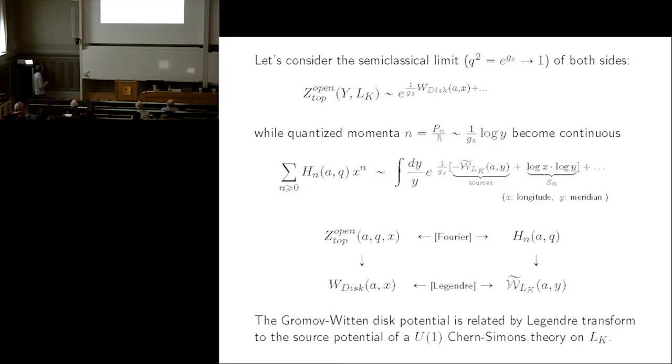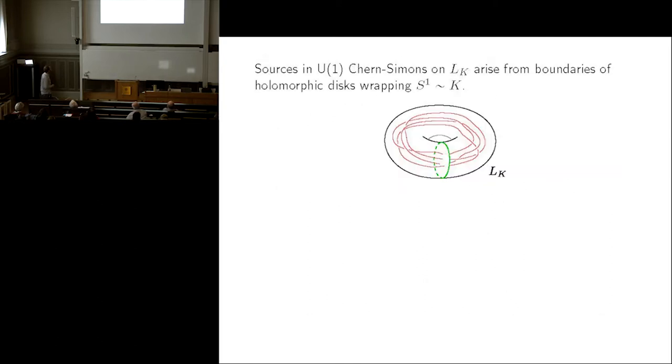So what does that mean? Well, Ooguri and Vafa tell us that the topological string partition function is a discrete Fourier transform of HOMFLY-PT polynomials. In the semiclassical limit, this means that the spectrum of holomorphic disks encoded by the Gromov-Witten disk potential arises from the Legendre transform of a potential for some sources living on the brane and interacting with this Chern-Simons gauge field. So what are these sources? Well, of course, they arise from boundaries of holomorphic disks that end on the knot conormal.